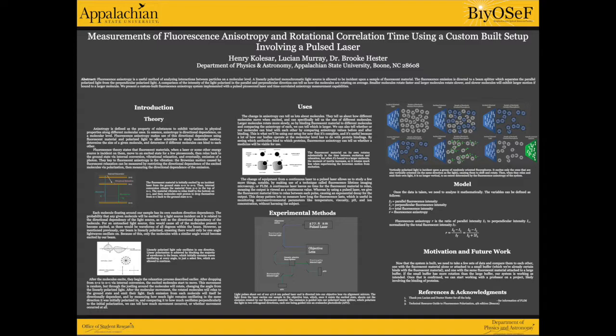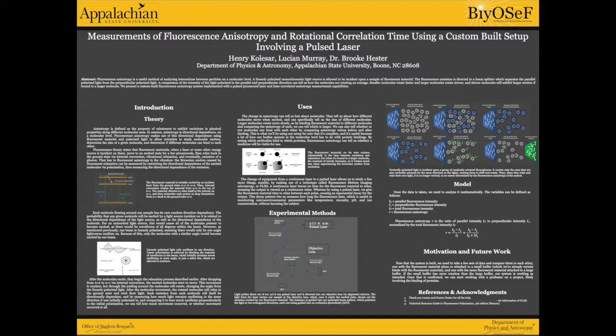The change of equipment from a continuous laser to a pulsed laser allows us to study a few more things, most notably by making use of a technique called fluorescence lifetime imaging microscopy, or FLIM. A continuous laser leaves no time for the fluorescent material to relax, meaning the output is viewed as a continuous value. Whereas by using a pulse laser, we give the fluorescent material time to relax between each pulse, causing an exponential decay for the output. The decay pattern lets us measure how long the fluorescence lasts, which is useful for monitoring microenvironmental parameters like temperature, viscosity, pH, and ion concentration without harming whatever subject we're studying.